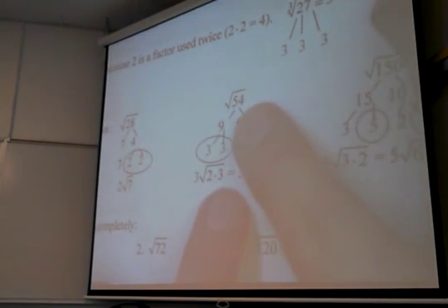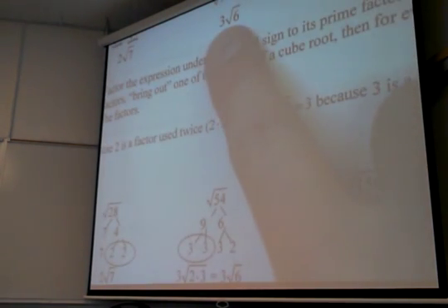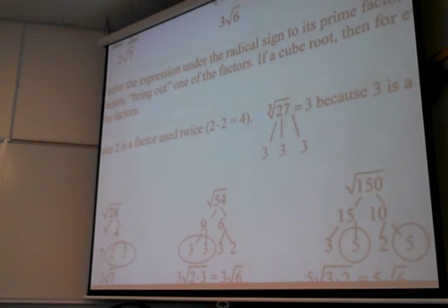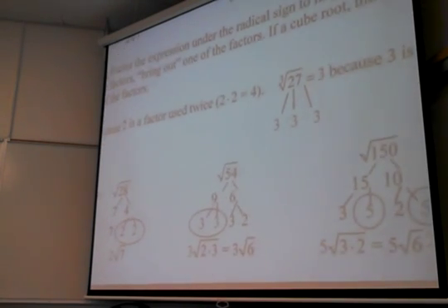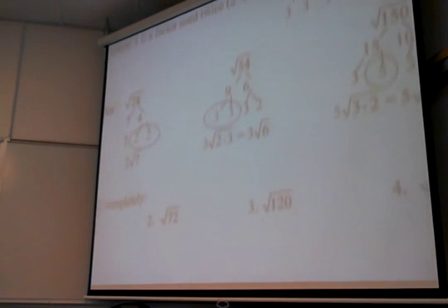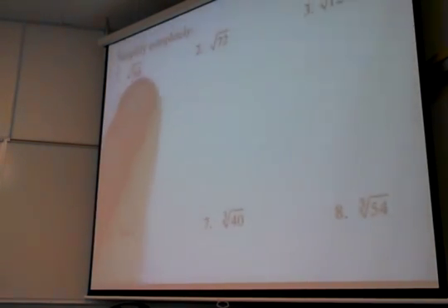The next one, I break 54 all the way down. 3 times 3 times 3 times 2. I see 2 3s, so I put a 3 out, and what's left inside is 3 times 2, which is 6, the same answer I got up there. Coolness. How are we doing? So one of those methods you have to pick. If there's a third method, let me know, because I don't know about it. And the third method is not calculator, because if you put this in your calculator, it's going to give you 7.0 whatever. That's no good.